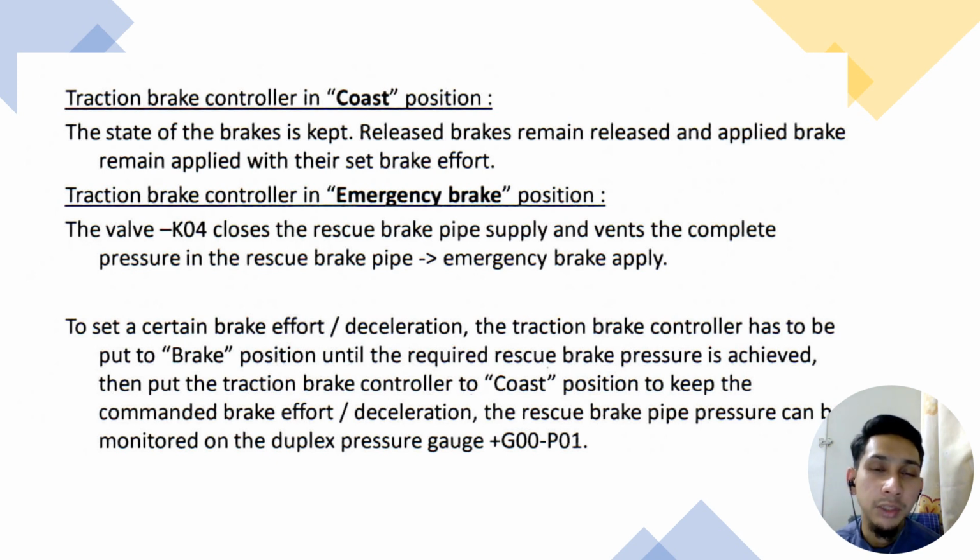With the traction brake controller in emergency brake position, the valve KO4 closes the rescue brake pipe supply and vents the complete pressure in the rescue brake pipe. This applies the emergency brake. To set a certain brake effort or deceleration, the traction brake controller has to be put to brake position until the required rescue brake pressure is achieved. Then, put the traction brake controller to closed position to keep the commanded brake effort or deceleration. The rescue brake pipe pressure can be monitored on surface pressure gauge GOO P or 1.